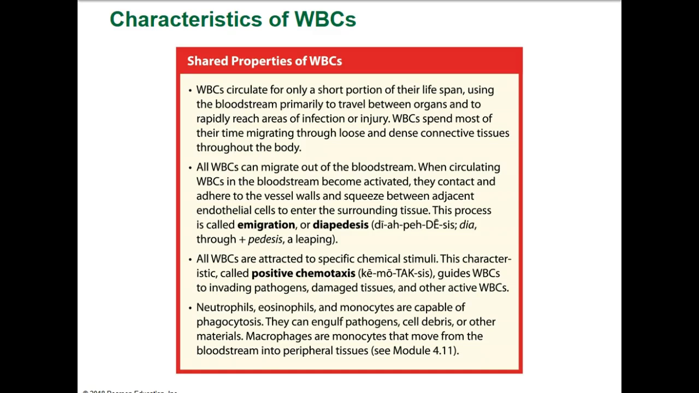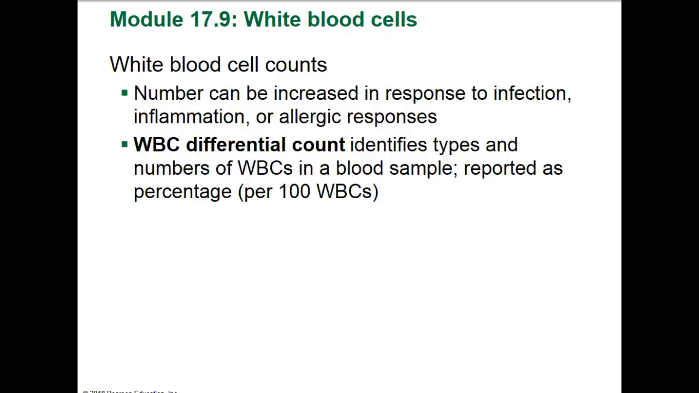So the macrophages are the monocytes that have matured to that level, and they move from the bloodstream into the peripheral tissues. The number of white blood cells tells us a lot about what's going on. The numbers increase when you have infection or inflammation or an allergic response. And we also can tell a lot by the type of white blood cells that we see. So this is a white blood cell differential count, and we report it as a percentage per 100 white blood cells.